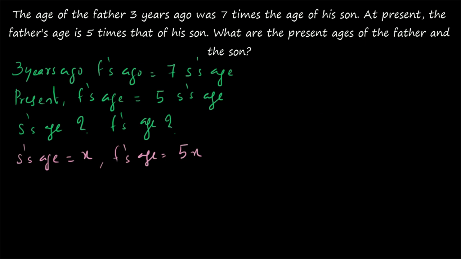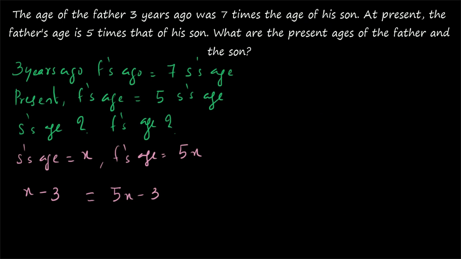So 3 years ago, what will be the son's age? Son's age will be x minus 3. And what will be father's age? Father's age will be 5x minus 3. 3 years ago, both the father and the son will be 3 years younger. So x minus 3 and 5x minus 3.